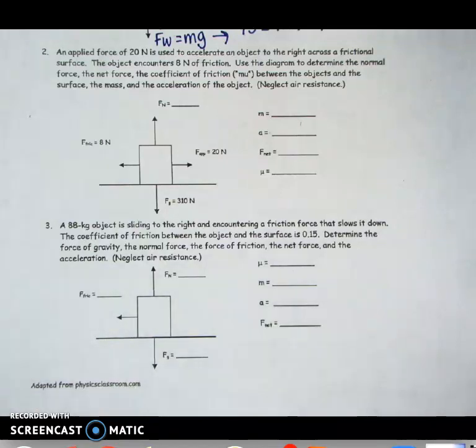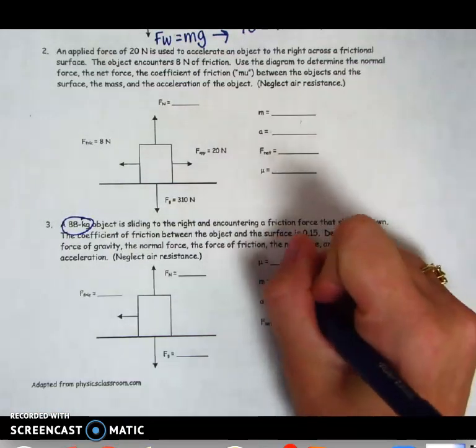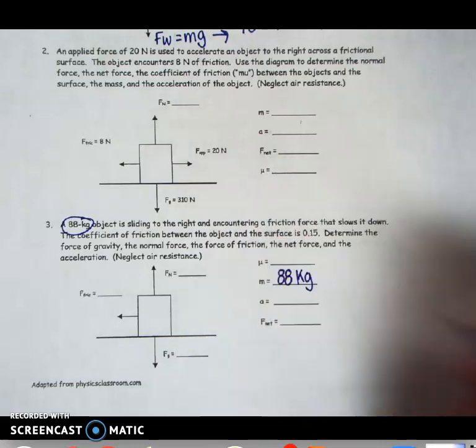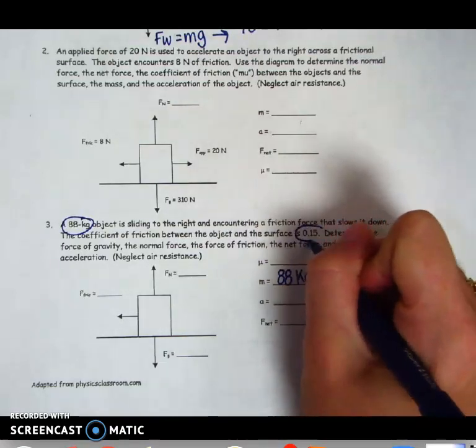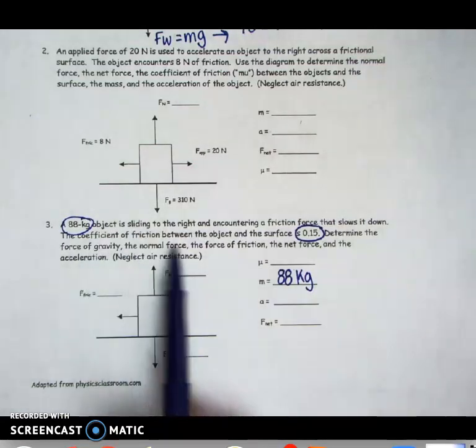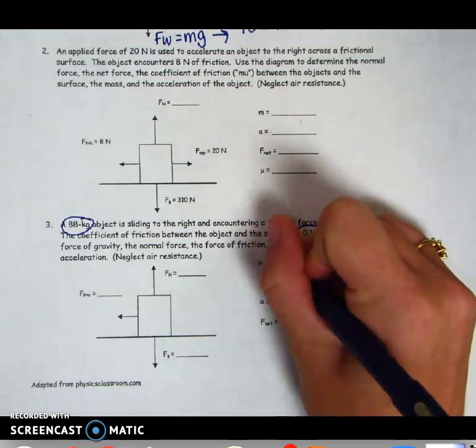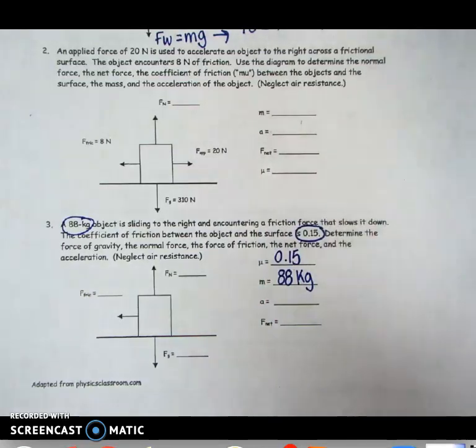So the good thing here is everything's blank, but the problem gives us some of the things that we need to know. It says 88 kilograms, so we can go ahead and plug that into our mass blank, because we know we measure mass in kilograms. And it also gives us this 0.15 number. And you might be thinking, what does that stand for? It tells us that it's the coefficient of friction, and it's also unitless. So it's going to be this Greek letter, or this mu, which is just going to tell us how hard it is to slide things on that surface. So the larger the number, the harder it is to slide. The smaller the number, the easier it is to slide. All right, so now we have 2 things, and we still have to find the rest.